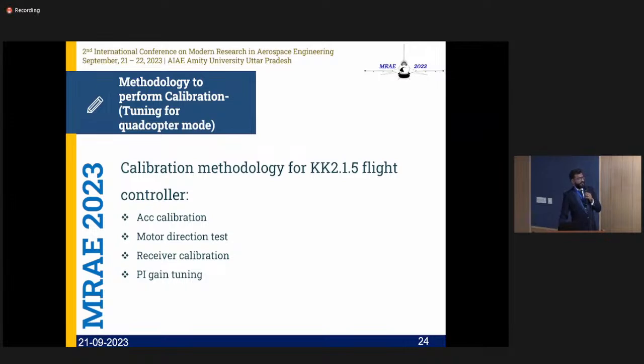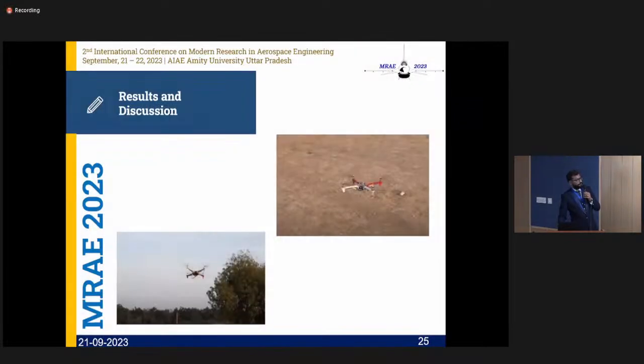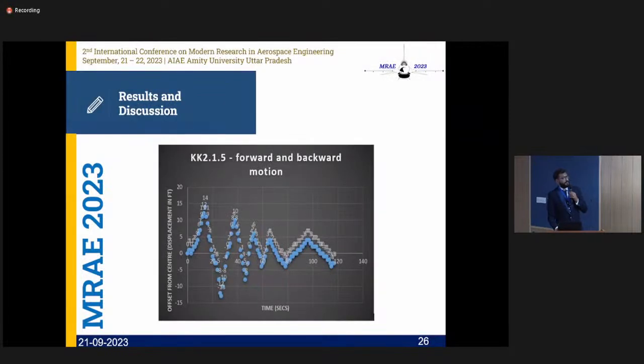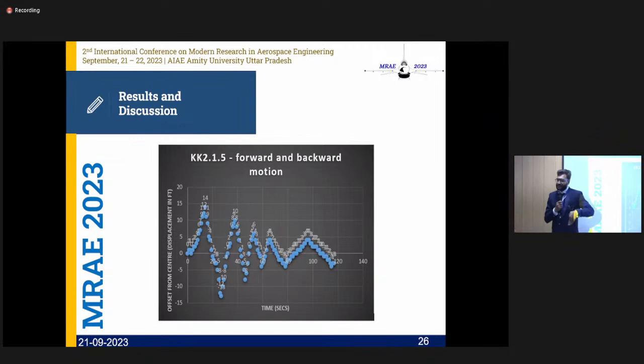Then we do have the motor direction test and all this. Yeah, this is the flight test. Of course, it is a very simple drone. It flew very stable. And yeah, these are the observations. In the forward and backward motion, that is your pitch forward and pitch backward, you can see the oscillations made by this KK 2.15.